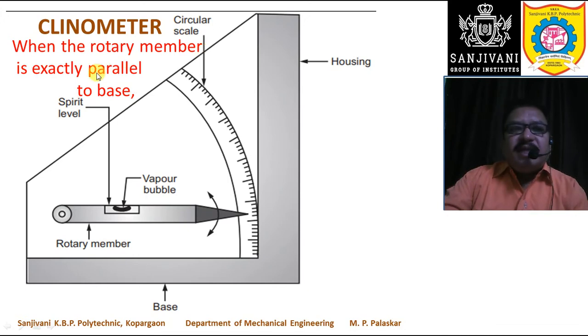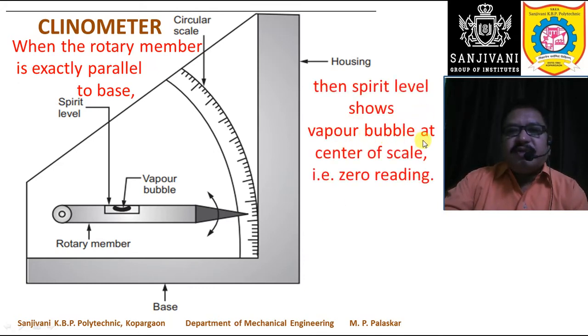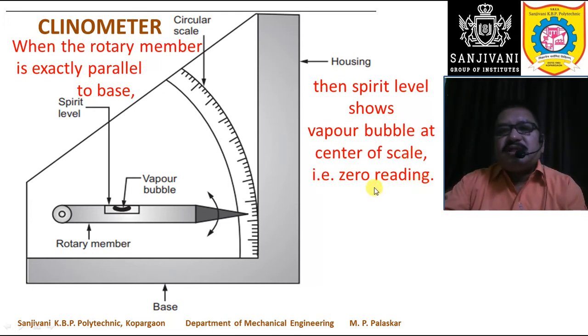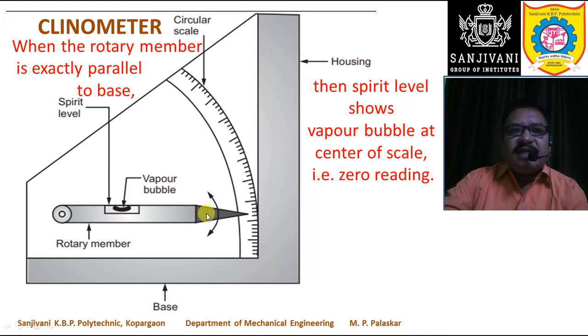When the rotary member is exactly parallel to the base, you can see that the rotary member is exactly parallel to the base. In that case the spirit level shows the vapor bubble at the center of the scale, that is 0 reading. So the spirit level will show 0 reading when the rotary member is exactly parallel to the base. That means when the rotary member is parallel to the base, automatically the spirit level will also be parallel to the base, right? That means horizontal.